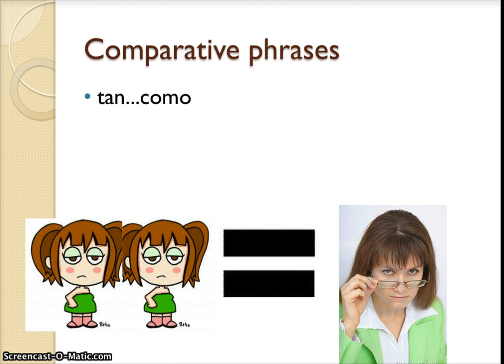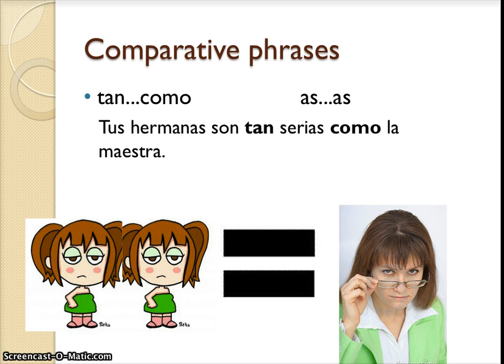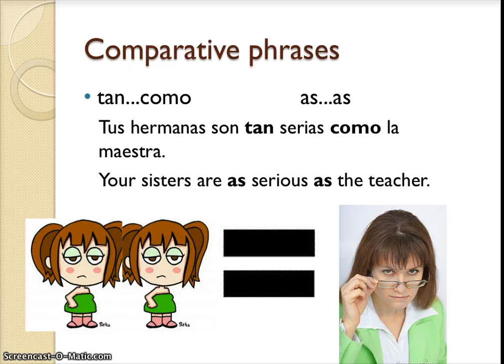Tan como, as. Again, we have a space for our adjective between tan and como. Tus hermanas son tan serias como la maestra. Your sisters are as serious as the teacher. Serias is between tan and como. Alright, so those three comparative phrases use an adjective, and that adjective goes directly between the two words.